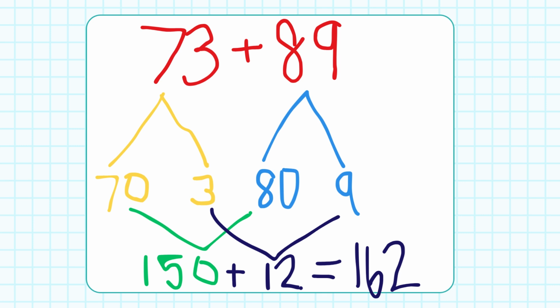And then in our green, we can add 70 and 80 to give us 150. And then in our dark blue, we can add 3 and 9 to give us 12. If we add 150 to 12, we will get our total of 162.